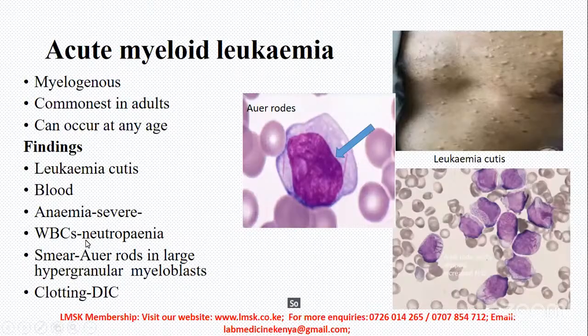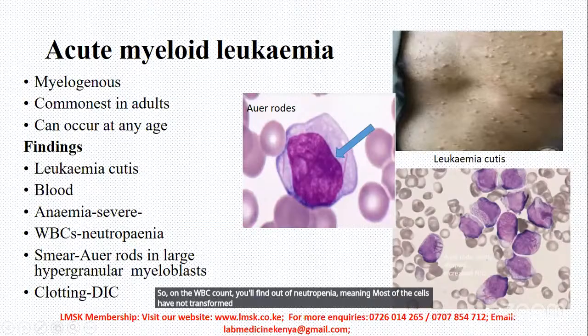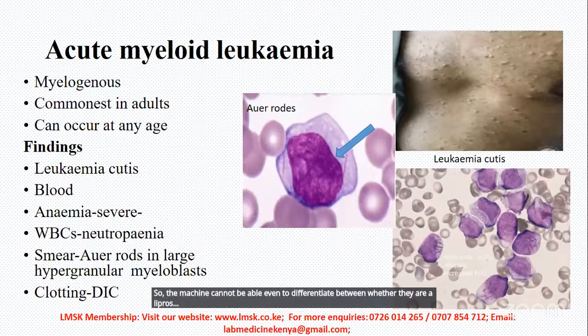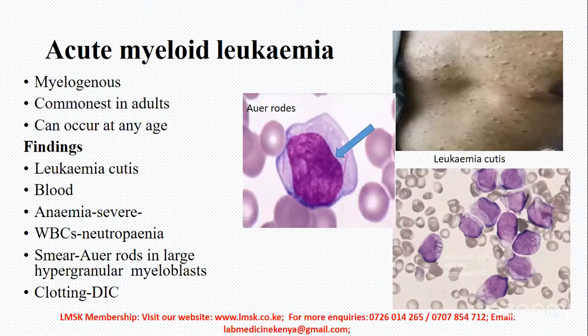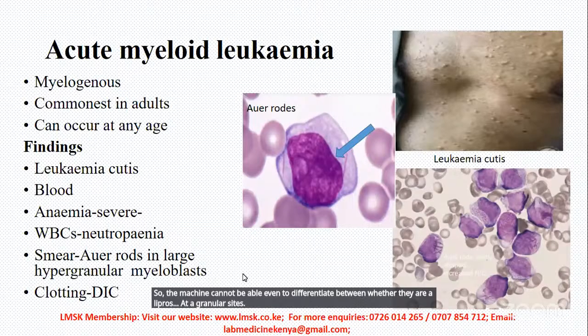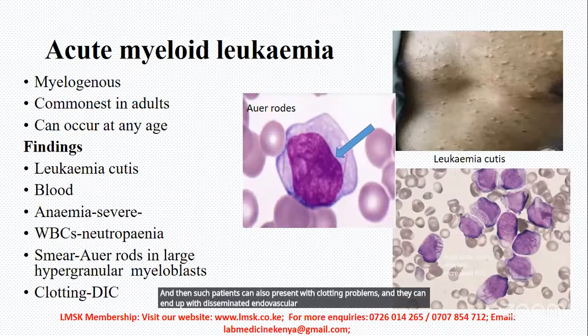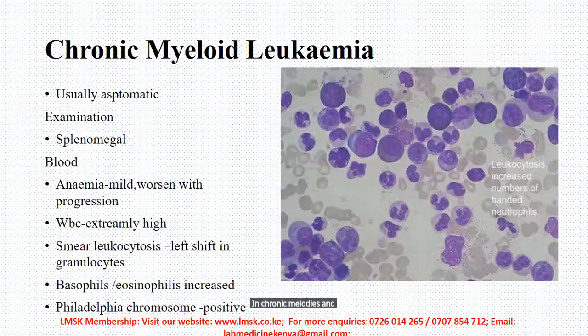So on the WBC count, you will find a lot of neutropenia, meaning most of the cells have not transformed. They have not differentiated into larger cells. So the machine cannot even differentiate whether they are lymphocytes or granulocytes. And then such patients can also present with clotting problems, and they can end up with disseminated intravascular coagulopathy known as DIC.